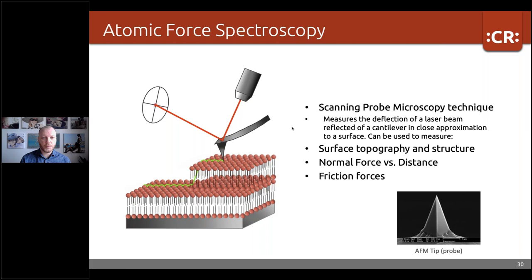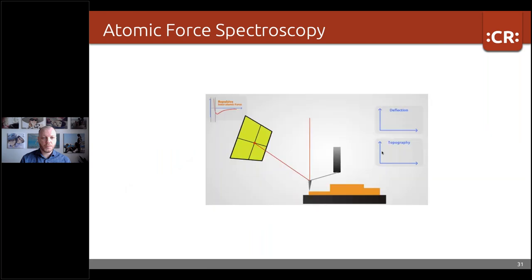But using this, you can then get the surface topography and structure of surface or film on your surface. But you can also use it to measure normal forces versus distance to take surface force curves, and actually also for friction forces or torsional forces. But in this presentation, we will focus on the topography and structure part. So this is just an animation to show you a bit more how it works.